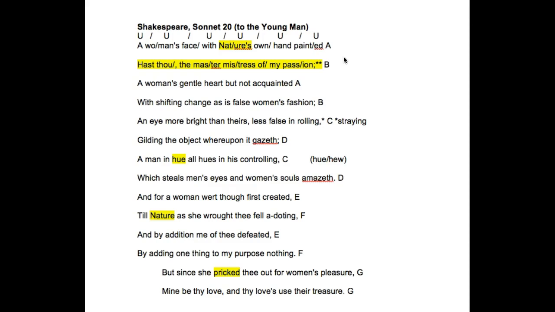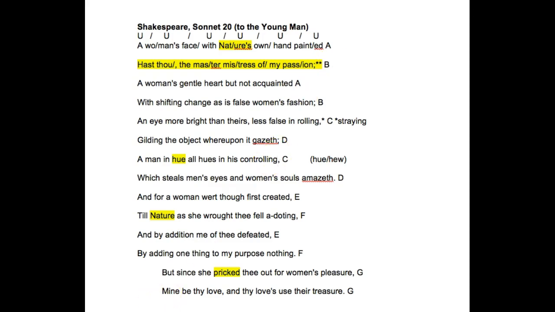And for a woman wert thou first created, till nature as she wrought thee fell a doting, and by addition me of thee defeated, by adding one thing to my purpose nothing. But since she pricked thee out for women's pleasure, mine be thy love, and thy love's use their treasure.